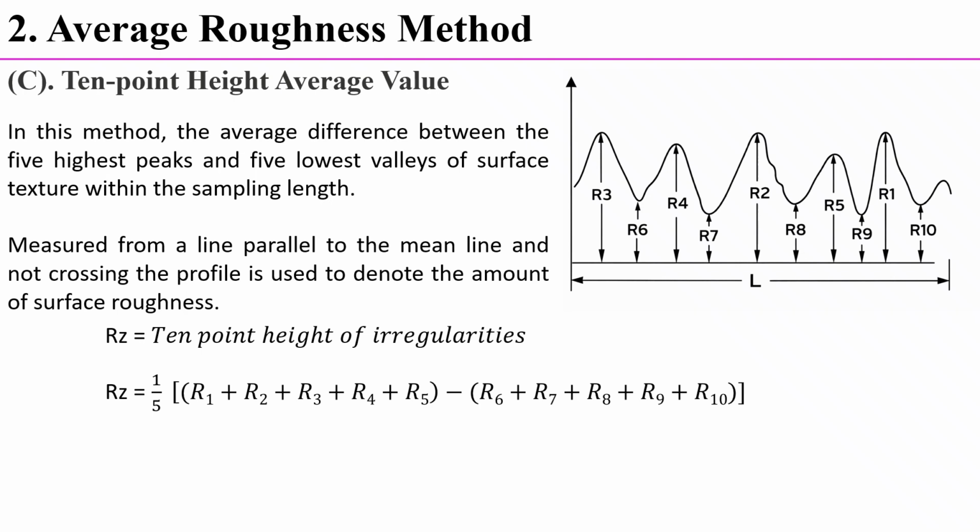One more thing in this method: the height is measured from a line parallel to the mean line and not crossing the profile, which is used to denote the amount of surface roughness. So here we have to draw a line parallel to the mean line, but it should not cross the profile. Always draw it below these irregularities. So this is the 10-point height average value method.